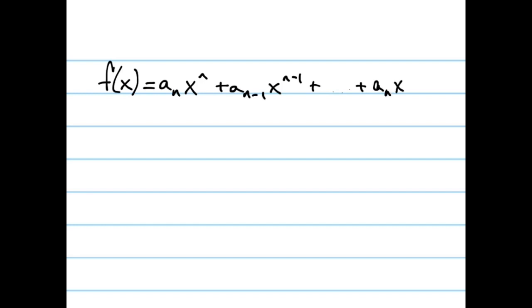If you have a polynomial, and our polynomials come in a general form, f of x equals a sub n x to the n, plus a sub n minus 1 times x to the n minus 1, plus all those other terms, and then you've got your last variable term, a sub 1, x to the 1, and a sub 0, your constant term. So if you start with a polynomial in this form, then every rational zero has to come in a specific format.